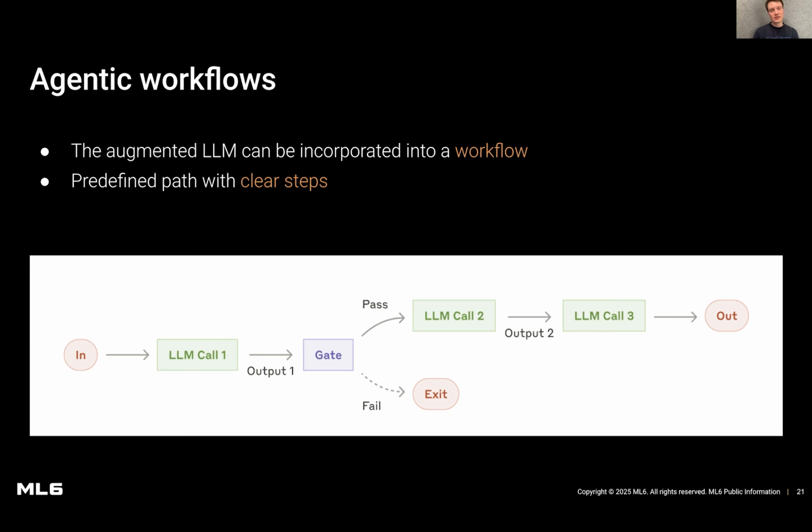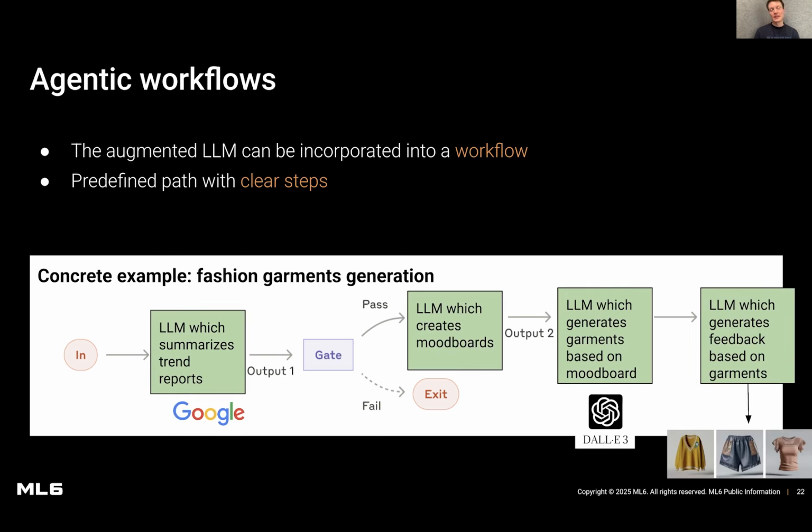And then you can build agentic systems. To give a concrete example, this is an agentic application that ML6 has built: a fashion garments generation system. It's a system that can generate new types of clothes for a fashion collection. We built this as an agentic workflow, so it's not just one LLM that is autonomously operating. Instead, we defined a workflow, some kind of pipeline, where in each of the steps we involve one or more LLMs.